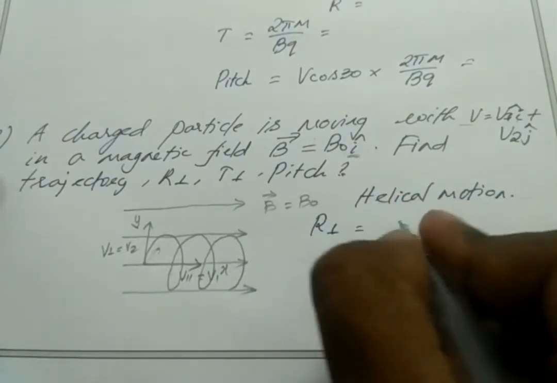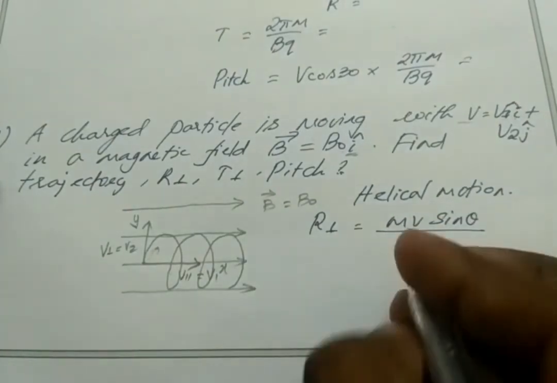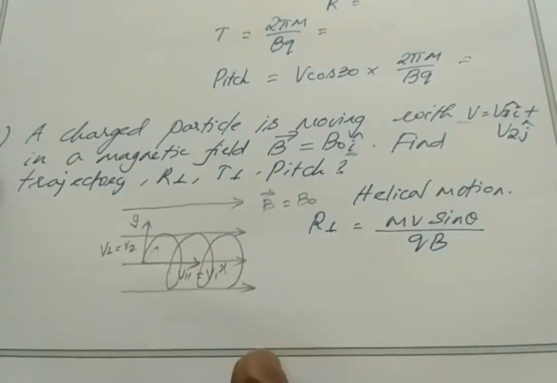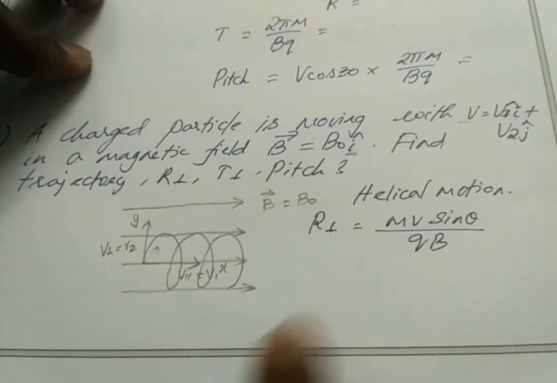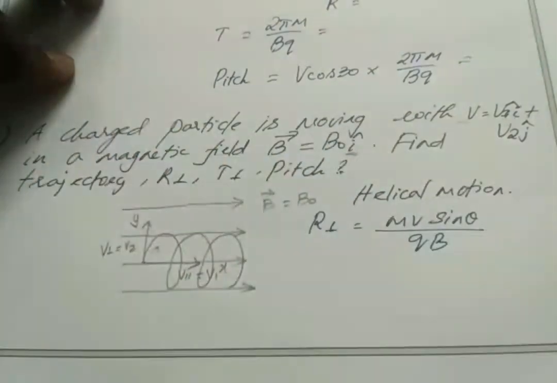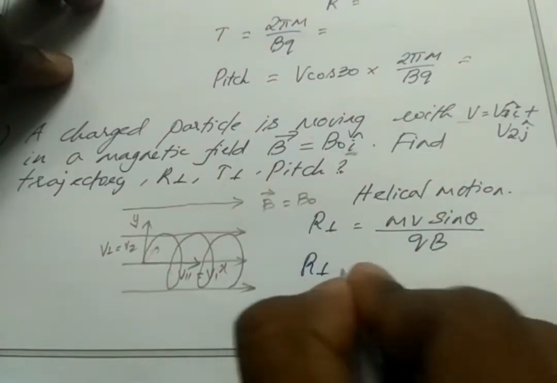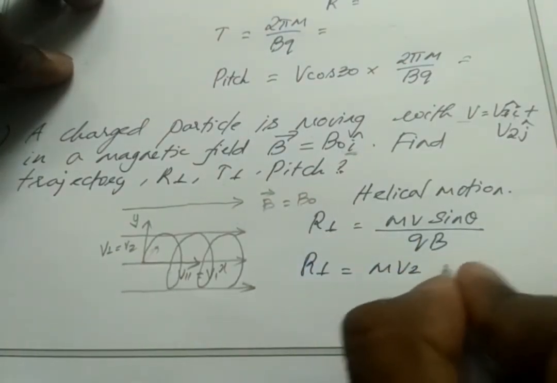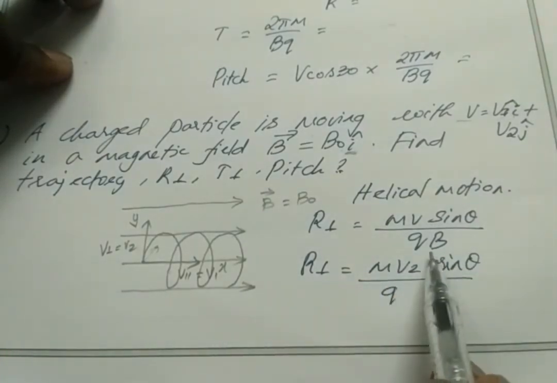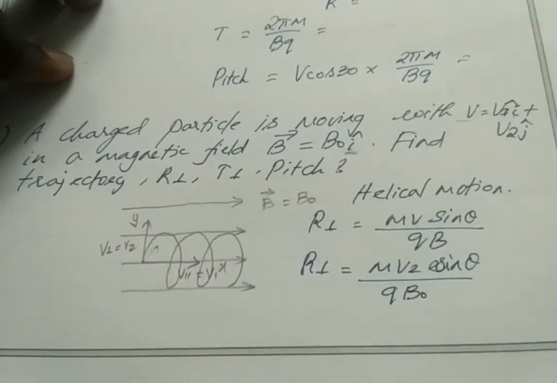Then what's R perpendicular? R perpendicular equal to m v sin theta divided by q B. No magnitude is given, right? So here we take v as v perpendicular. So what is my perpendicular component? That is V2, which is given in the problem. So instead of v, I can write R perpendicular equal to m V2 sin theta divided by q. What's the value of the magnetic field given in the problem? B naught. So q B naught. This is my radius value.